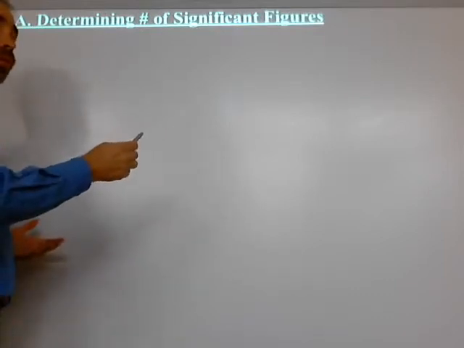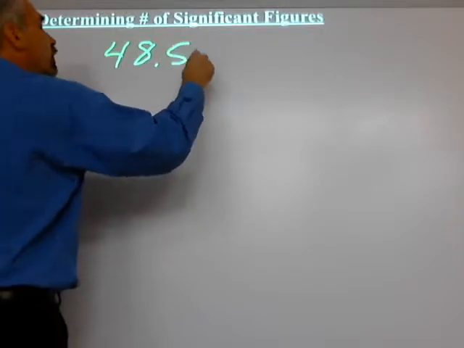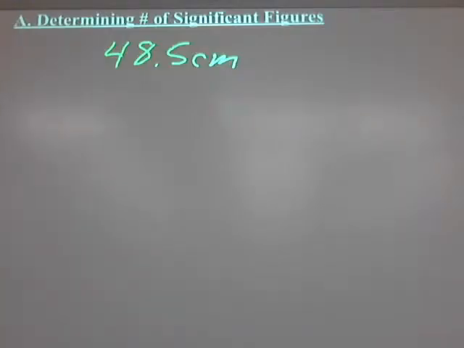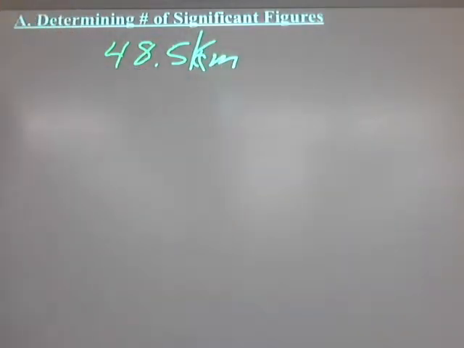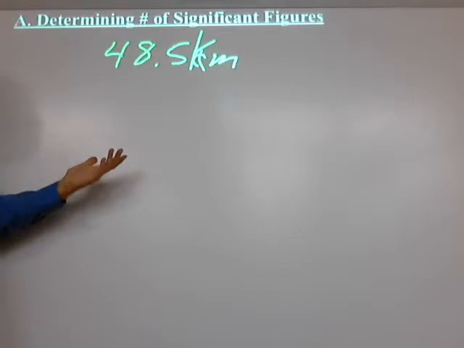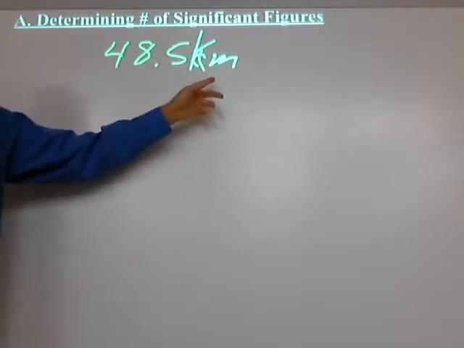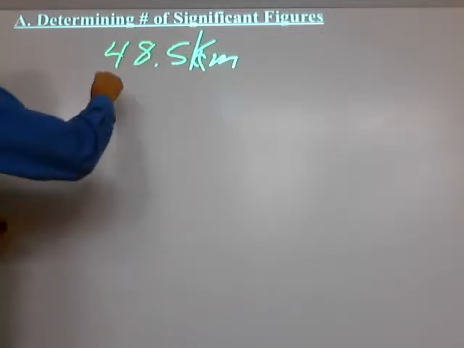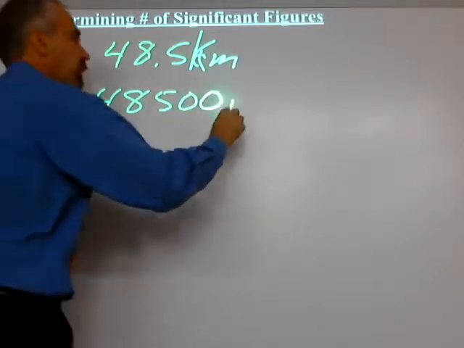Let's say I measured something on my ruler, and it was 48.5 centimeters. Now, let's make that 48.5 kilometers to make it easier. 48.5 kilometers. Okay? Now, if I ask for that same number in meters, can anybody do that in their head? We're going to learn how to do the metric system yet again. What would 48.5 kilometers be in meters? What do you think? 48,500. Okay, that's how many meters there would be.